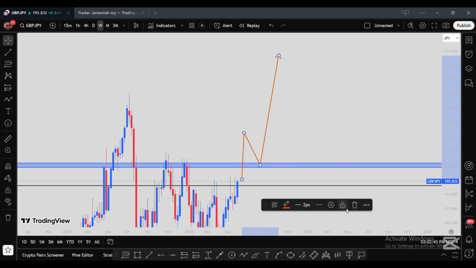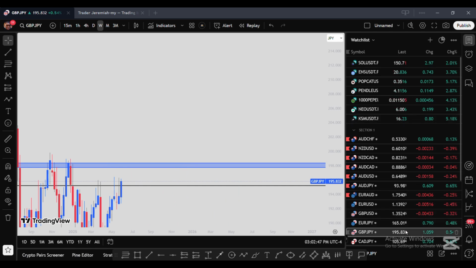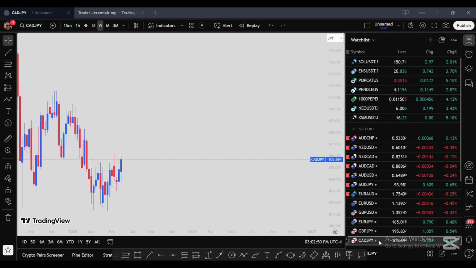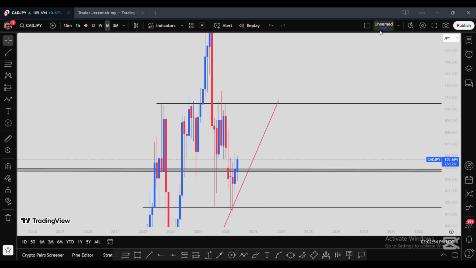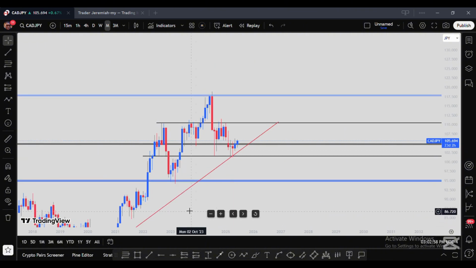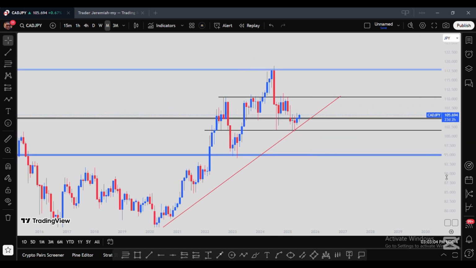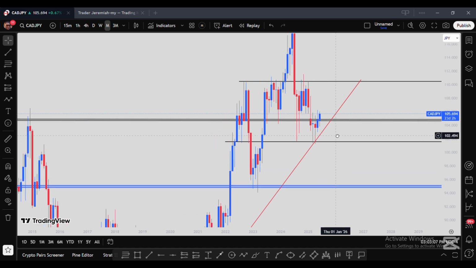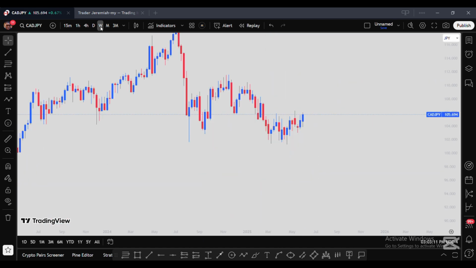So the next pair is CADJPY. So let's look into it. Looking at it on the monthly time frame, the overall direction of the market is clearly to the upside. So price was heading higher and also respecting this major trend line back to the upside. So the direction of the market still remains bullish. So now let's go to the weekly time frame to see clearly.